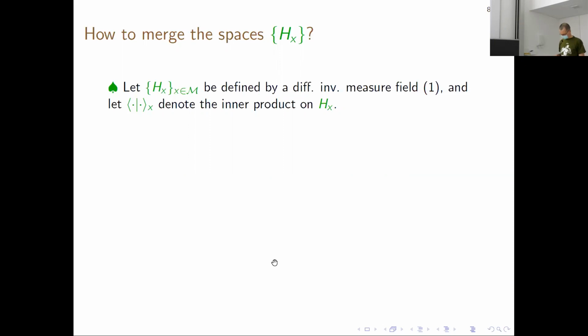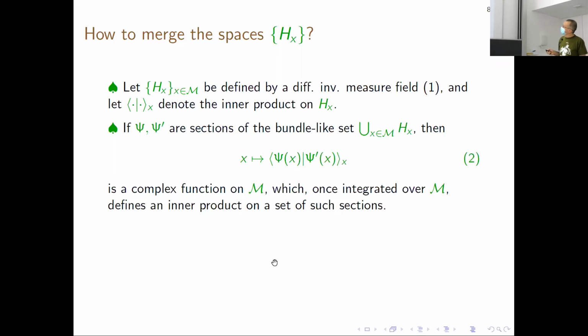Now, let me come back to the construction of that large Hilbert space from these spaces associated with the points of the manifold. So how to merge them into that large Hilbert space? Now, of course, I assume that all these Hilbert spaces are given by a Diffeomorphism invariant measure field. And I will also use here the inner product on these spaces, which will be denoted by the symbol.